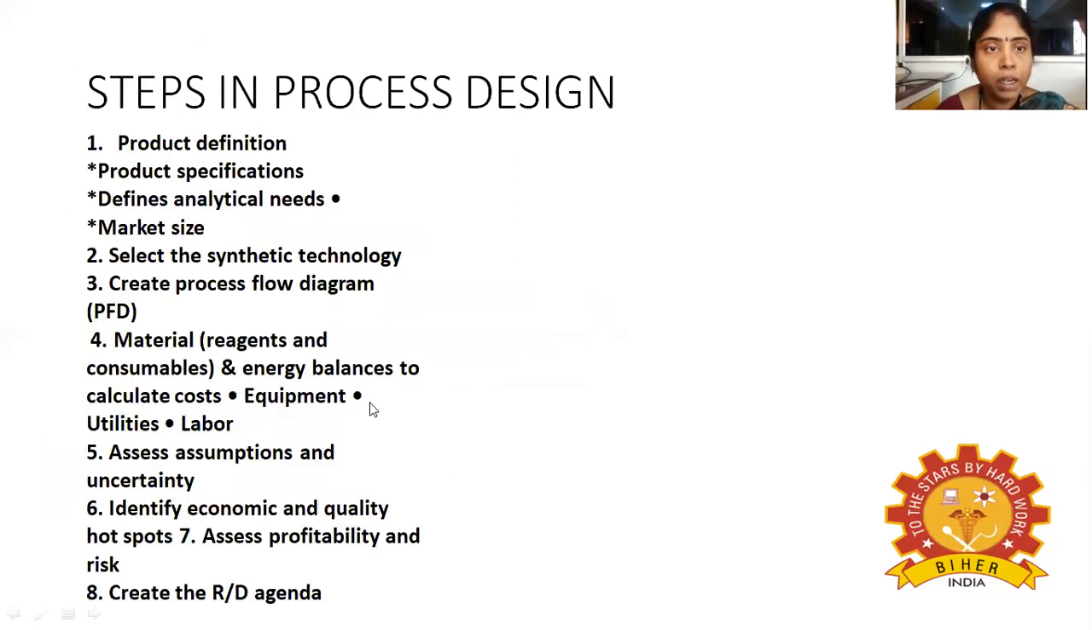Okay. So the next one, we'll see what the steps involved in the process design are. The first step is the product definition. We have to take care that the definition of the product is in a defined manner, whether the product is needed or not in this case. That has to be taken care of. And we have to analyze whether this product is specifically needed for any analytical purpose, or whether it is for availability in the market for our commercialization.